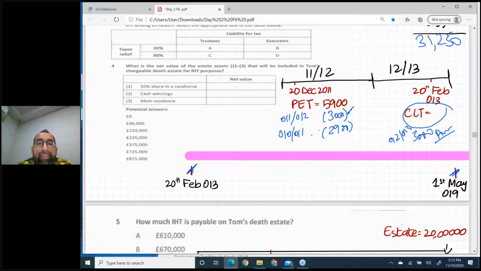That means more than 6 and less than 7 years. So definitely taper relief is 80%. Taper relief is 80%. Okay.